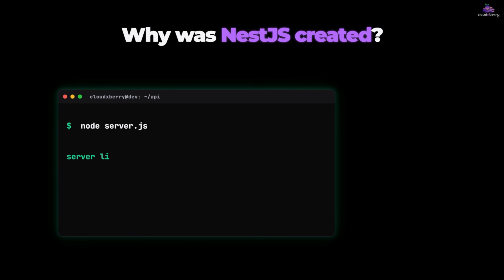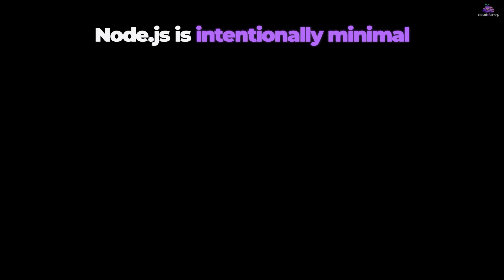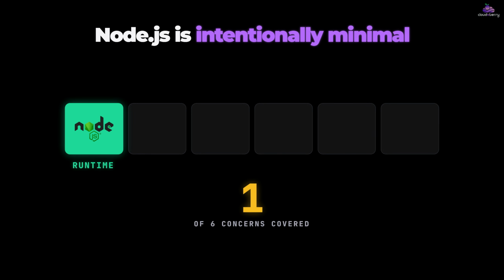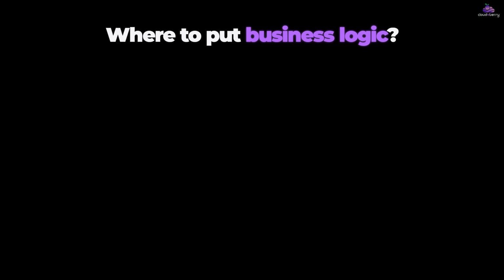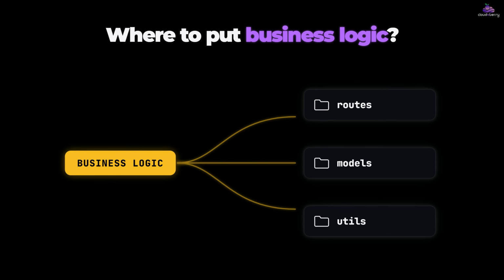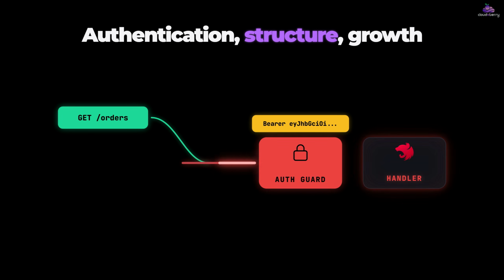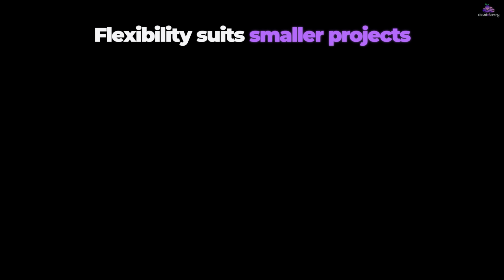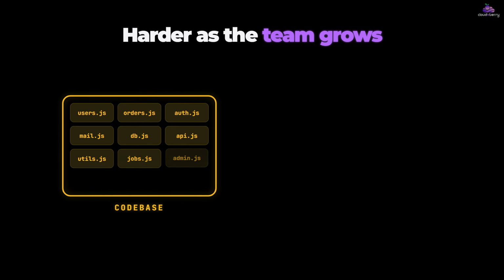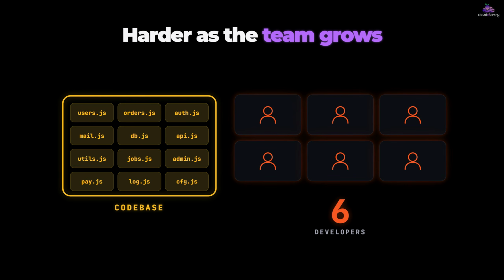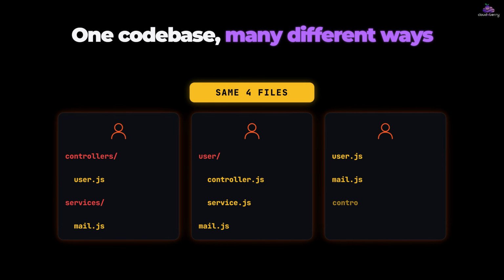Now you might ask, if Node.js already lets us build backend applications, why was NestJS created? The reason is that Node.js is intentionally minimal. It gives you the runtime, but it doesn't tell you how to structure your application. Developers are free to decide where to put business logic, how to organize files, how to manage dependencies, how to implement authentication, and how to structure the application as it grows. That flexibility is useful, especially for smaller projects, but it can become difficult to manage when the application and development team get larger. Without common conventions, different developers can organize the same code base in completely different ways.